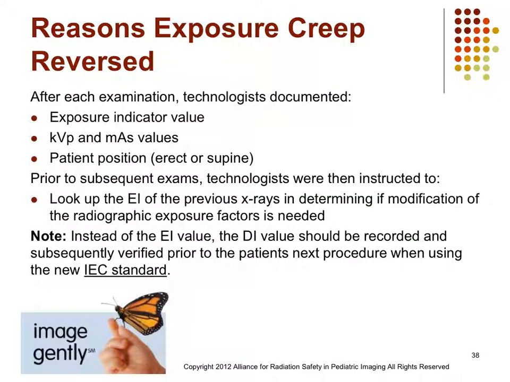So just to document a little bit more for the reasons that this was an effective approach, you can see again the text-based recap of what we've already covered, but just know that we can certainly apply this going forward. But instead of the exposure indicator value, we plug in our deviation index. So record your deviation index, record your kV and your mAs and your patient position, and then go from there. Look up that information when possible, and then adjust our exposure factors accordingly.